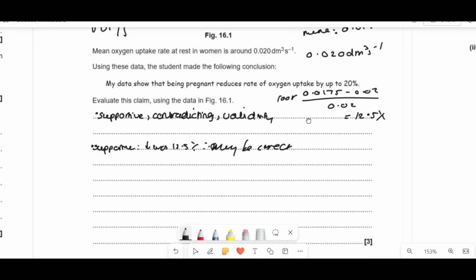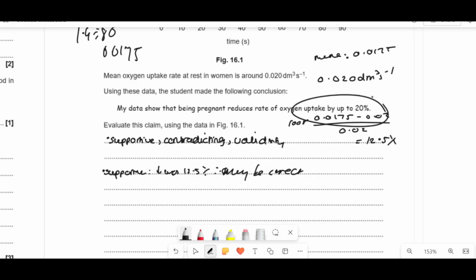However, is there anything that's going against it? Not really in this case, because the exact thing is what we just calculated. So we don't really have much on contradicting. But then let's look at validity, right? Can I take this and say it to absolutely every single woman in the entire universe?